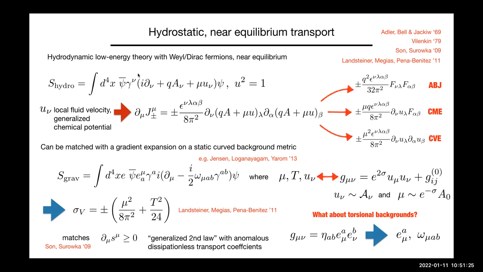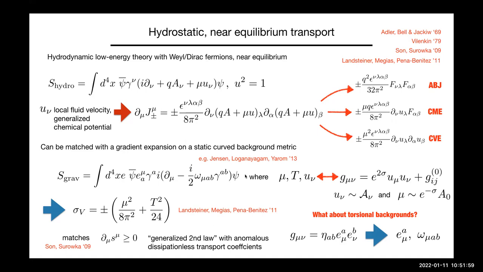And then comes the question of whether you find materials where these anomalous conservation laws and their implications are found. Indeed, if I do this exercise, there are three well-known consequences of the chiral anomaly. The first one is the usual one. The second one is the chiral magnetic effect. And the third one is the chiral vortical effect.